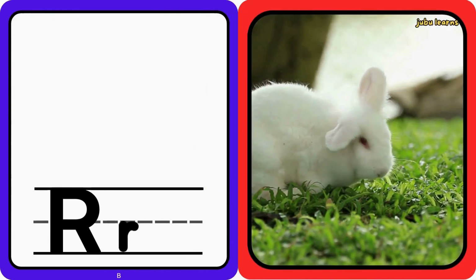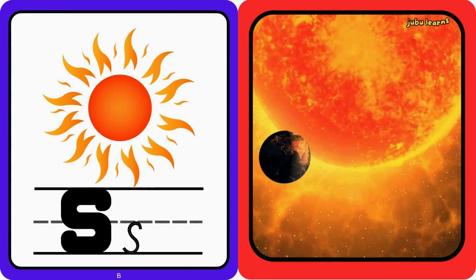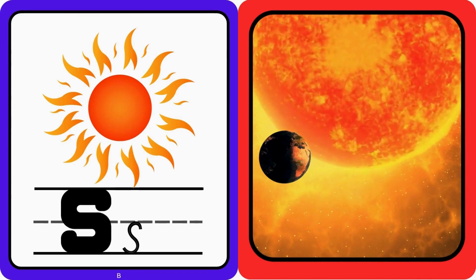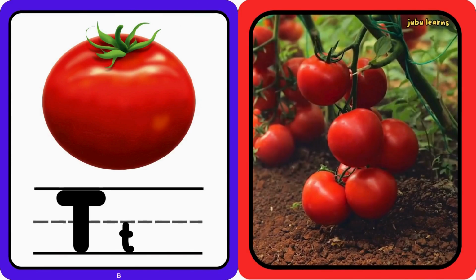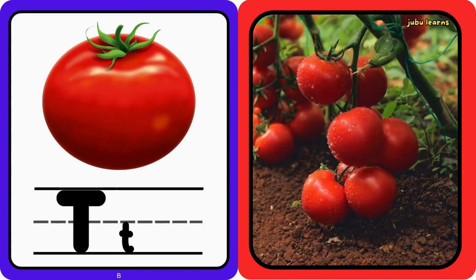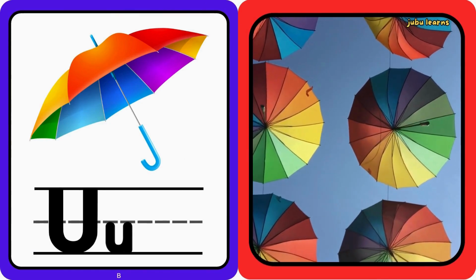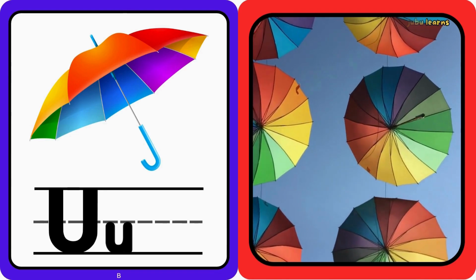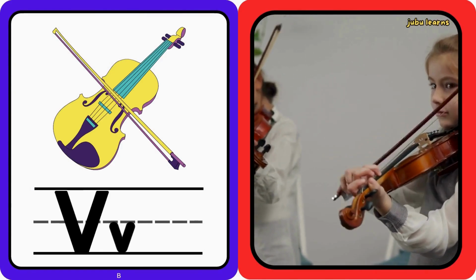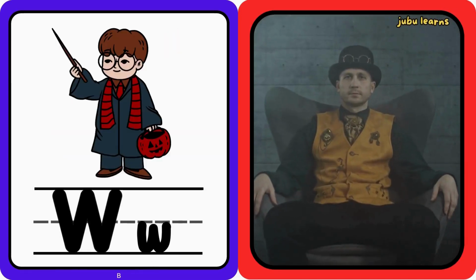R for rabbit. S for sun. T for tomato. U for umbrella. V for violin.